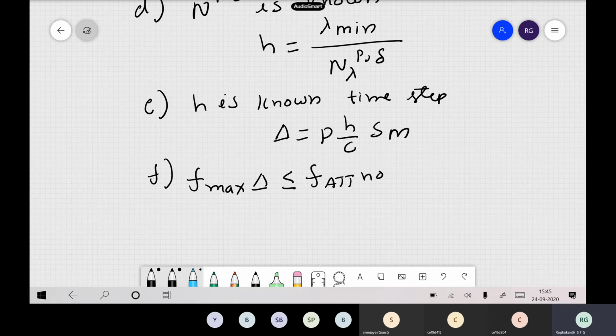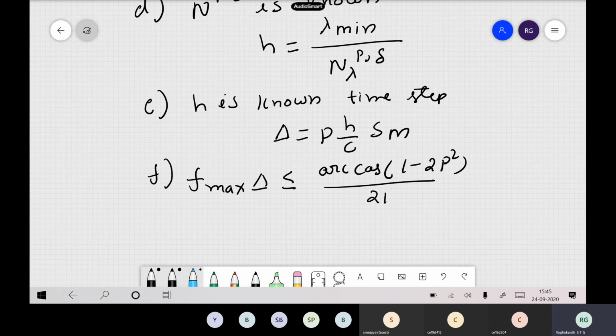The normalized equation, I will write that equation here. This is the last criterion you have to verify. I will write here itself, because this comes from the other conditions. So it is arc cos of 1 minus 2p square, by 2 pi. Okay, so these are the steps actually.